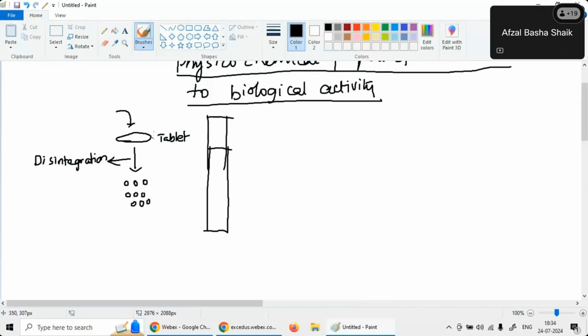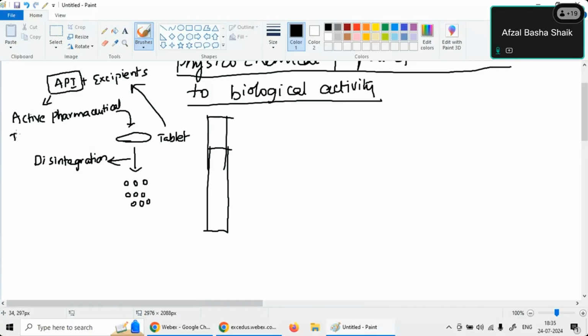What does a tablet contain? The tablet contains API and excipients, right? What is API? API is nothing but active pharmaceutical ingredient, or simply your drug, right? Simply your drug. So initially it will undergo the disintegration process.